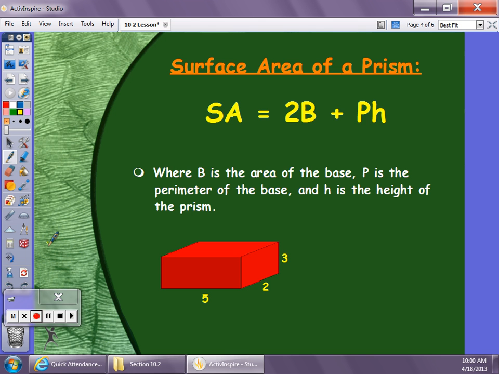To find the surface area of any prism, we can take 2 times the area of the base plus the perimeter of the base times the height of the figure. So again, big B is going to represent the area formula for the base. P is going to represent the perimeter of the base. So we're going to add up all the sides of the base. And H, remember this H represents the height of the figure.